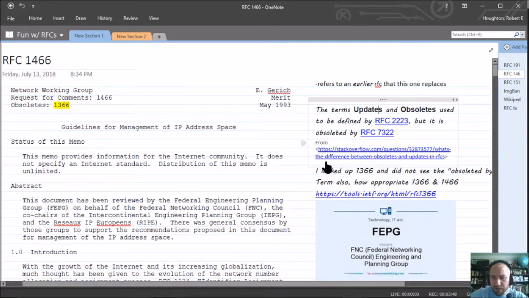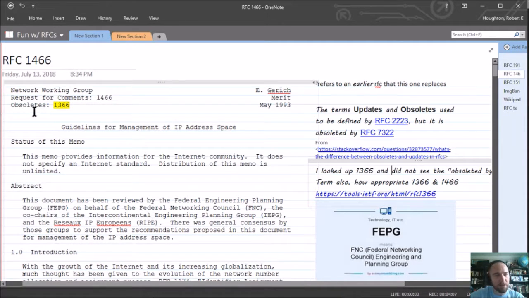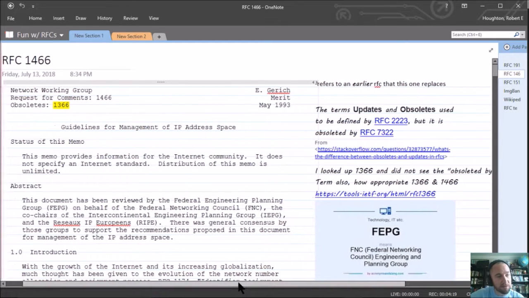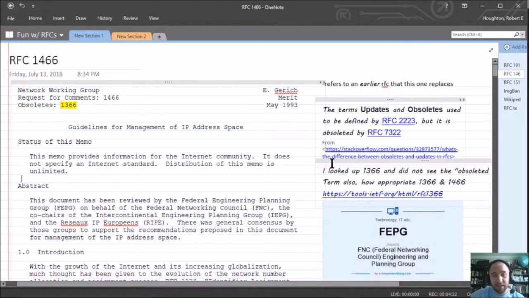And I even did a little research and looked up this RFC 1366, but I did not see that term that said obsoleted by, which is fascinating to me because after reading the answer here on Stack Overflow as to what the terms updates and obsoletes mean, I thought that if you did do something like this where it says obsoletes and then the number of the old RFC, on the old RFC it's supposed to say this. So I don't know if there's a consistency problem or if it's a simple mistake or if I'm just not understanding this process at all. But let's get into the reading of this one.